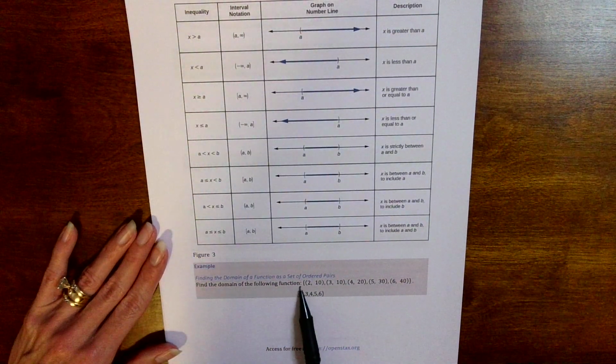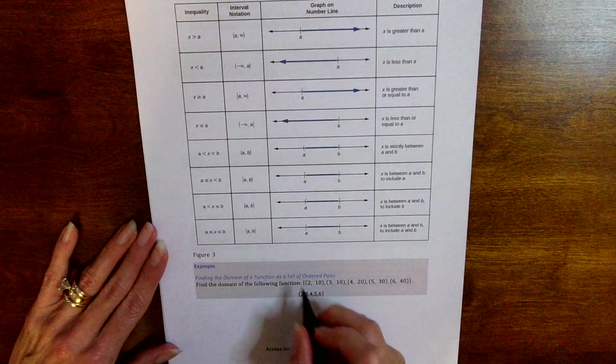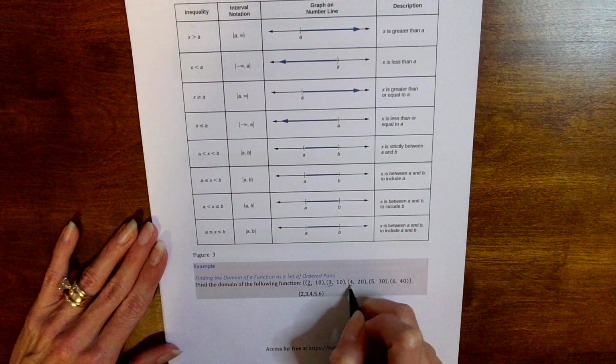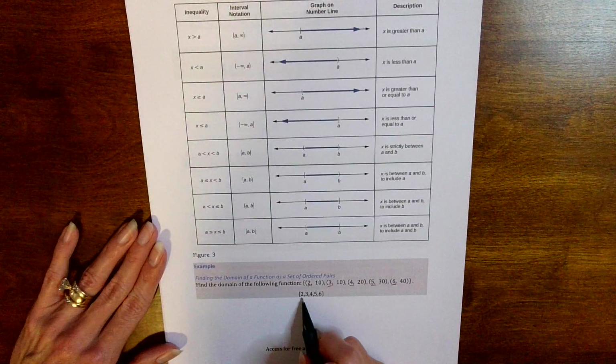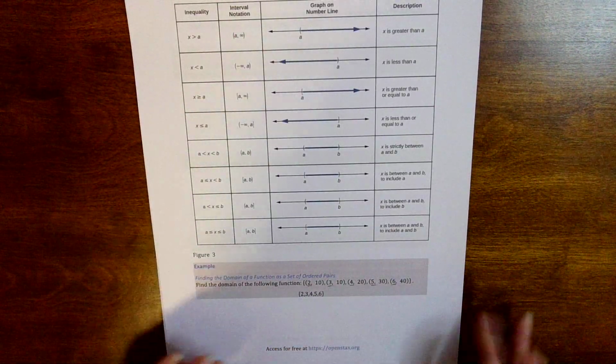So find the domain of the following function. We kind of did this before. The domain are the x values. That's why I went ahead and left the printed one. So this is the set that contains 2, 3, 4, 5, and 6.